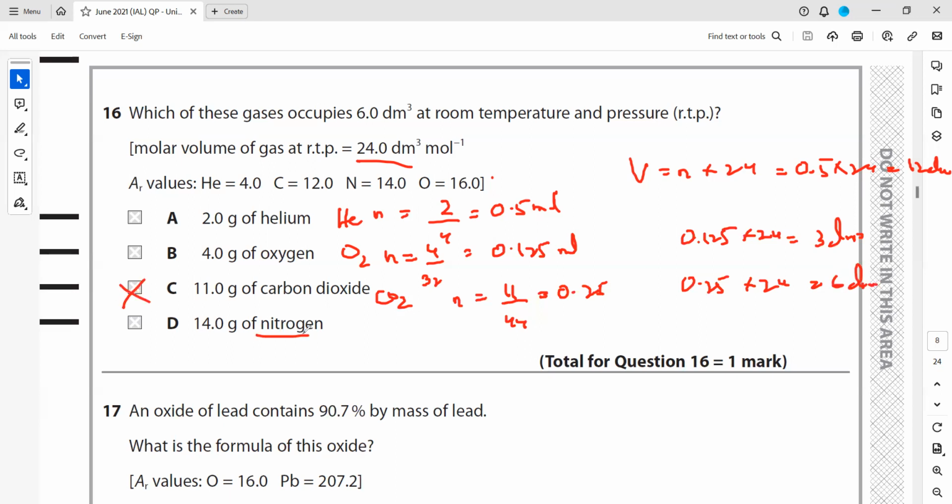What about nitrogen? Nitrogen exists as N2. So it will be 14 divided by 28, which will be 0.5 mole. And 0.5 mole again gives the same answer, which is 12 dm cube. That's why C is the right answer.